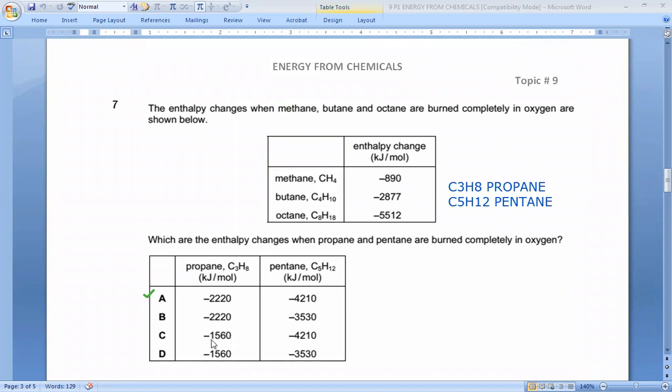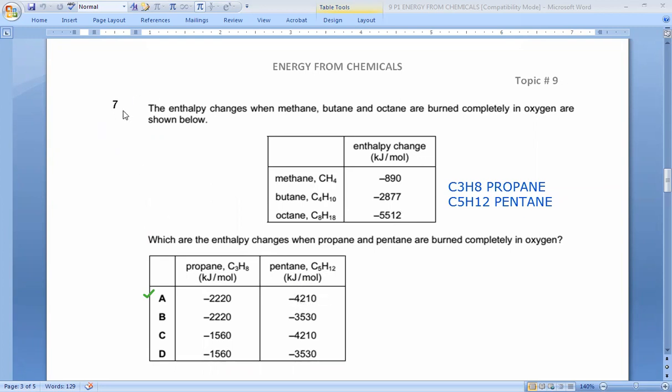Another value, minus 1560, is very short, so it cannot be considered. It is a little bit less than butane. Now for pentane, between 5512 and 2877, so it is 4210.